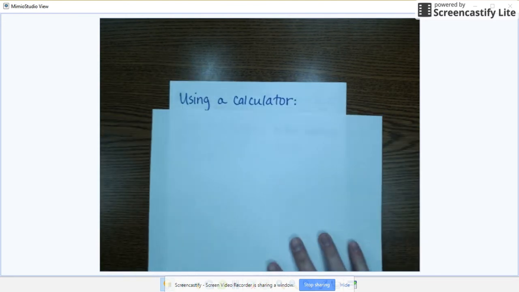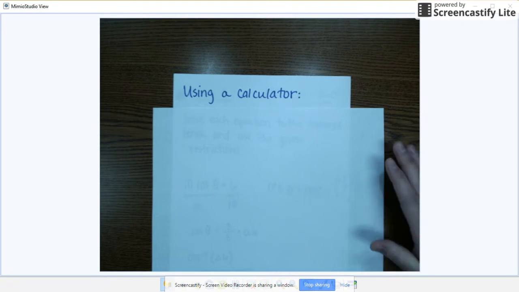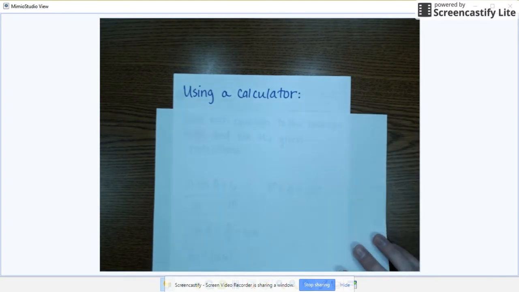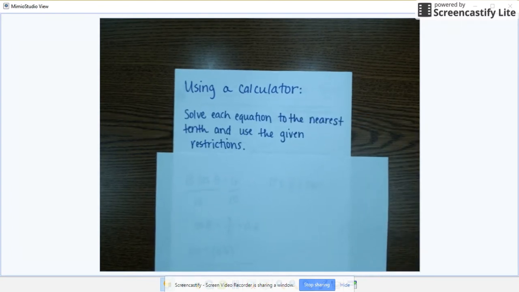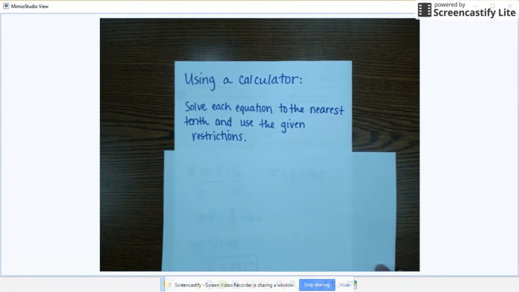So every example we've done so far, we've been able to find on our calculator, but that's obviously not going to be the case every single time. So occasionally we're going to have to, sorry, I think I misspoke. Everything we've seen so far has been found on our unit circle. That's not going to be the case every time, so we're going to have to use our calculator sometimes. So here would be a potential direction you would be given. Solve every equation to the nearest tenth.